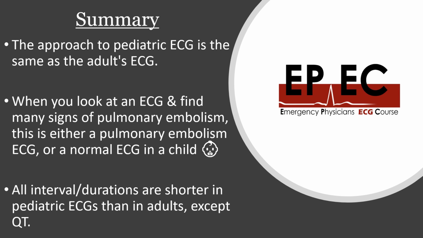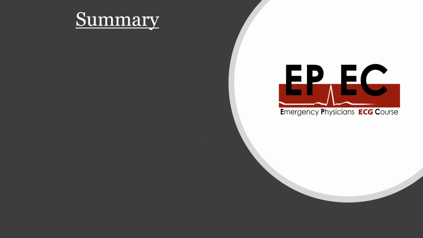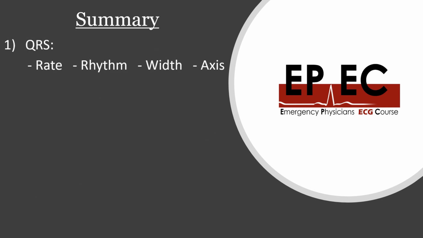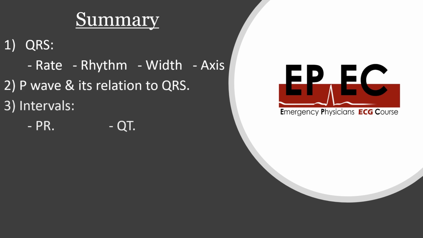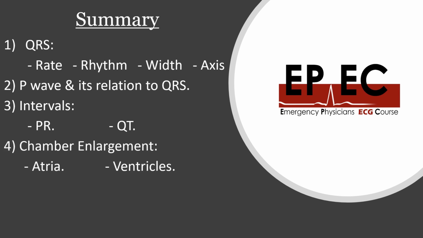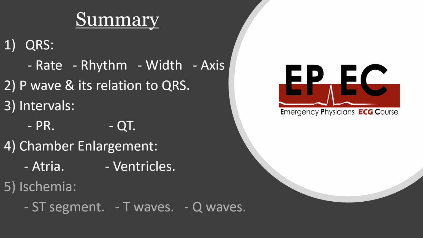All intervals and durations are shorter on the pediatric side compared to adults, except the QT. It's normally slightly longer in peds. And regarding the approach we've talked about, it is the same as the adults. So you check the QRS for rate, rhythm, width, and axis. Then you have a look at the P wave and its relation to the QRS. Then you check the intervals, PR and QT. And then you check for chamber enlargements, atria and ventricle. And then you check for ischemia, so you check the ST segment, T wave and Q waves.